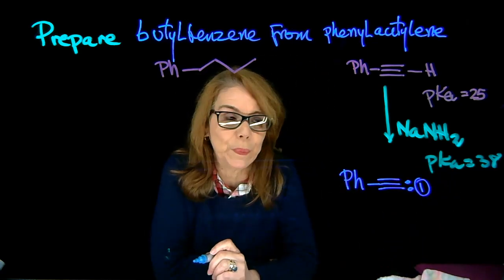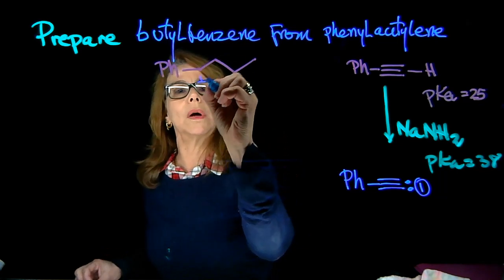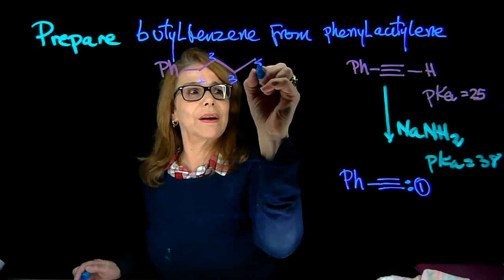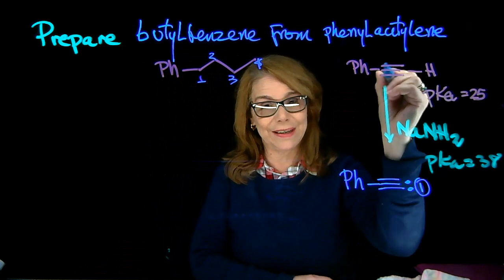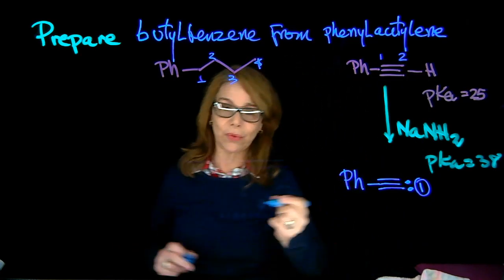So the next step will be adding more carbons to the chain. Notice again, we have here 1, 2, 3, 4 carbons, and here, other than the phenyl, as I said, we have 1 and 2 carbons. So we need to add 2 more.